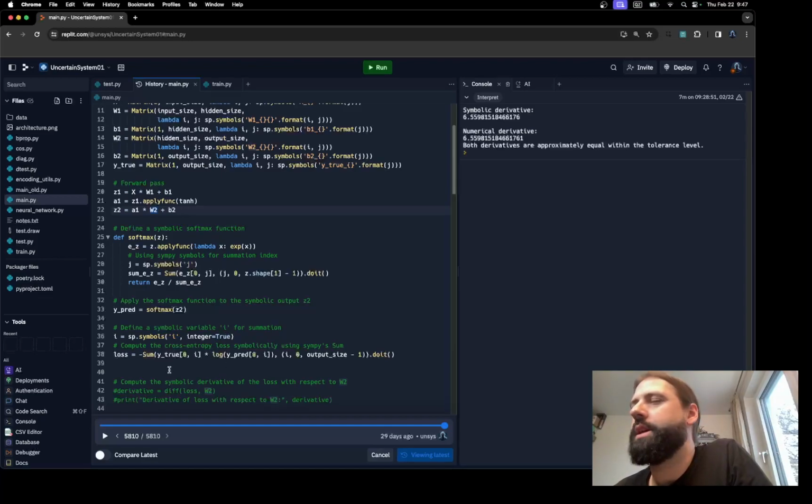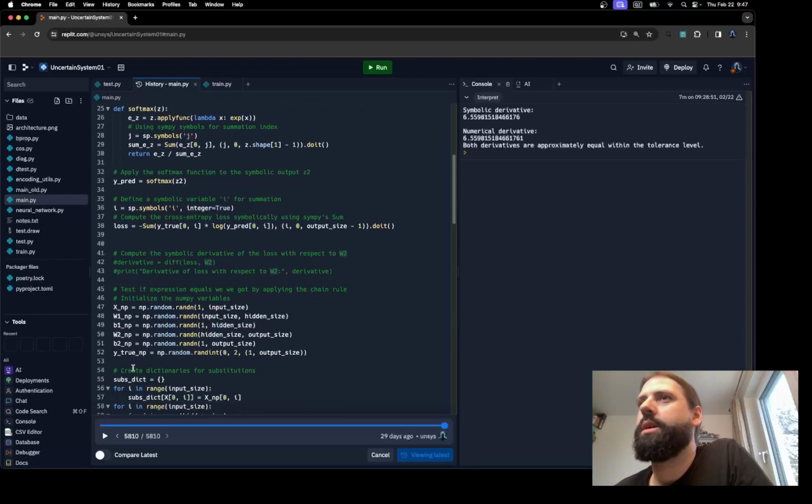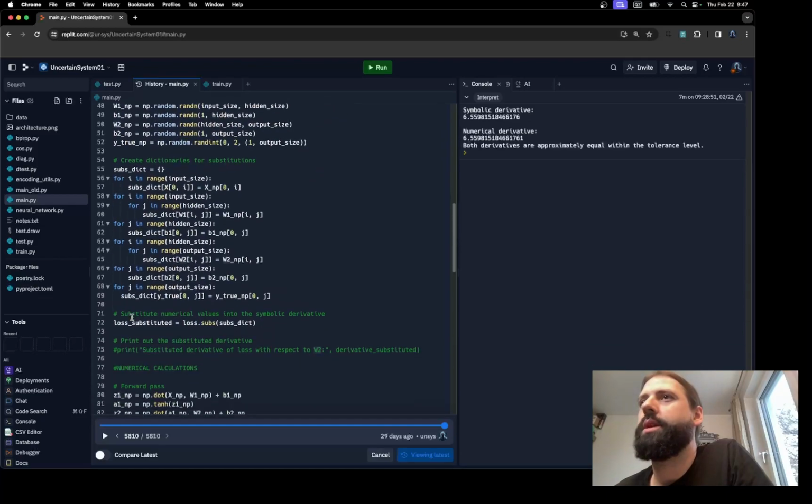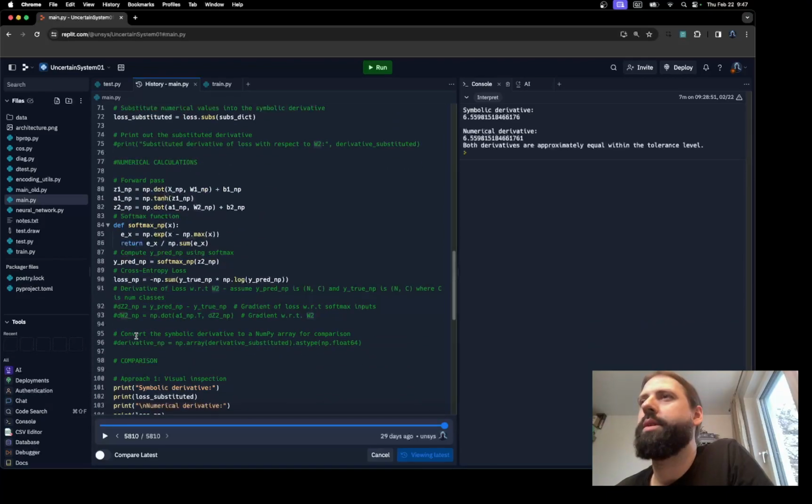So here what we're doing is the derivative. So the derivative of W2. That's not the derivative, it's the delta. That's what you want: the delta you have to apply to W2, right?